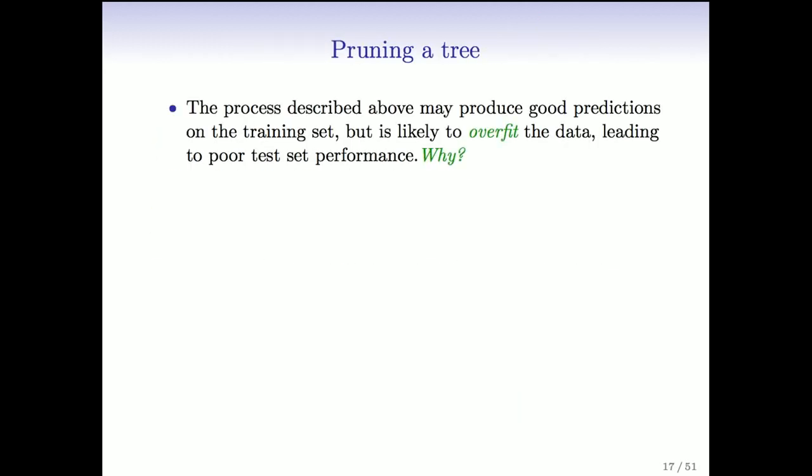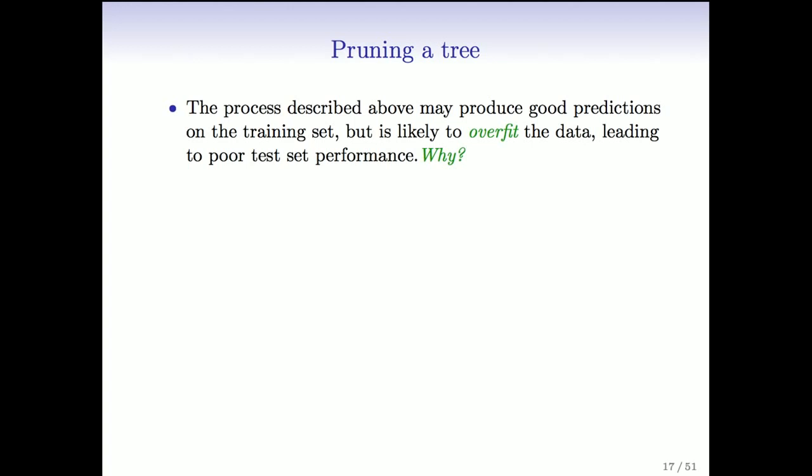Okay, so we've seen how we grow a tree. One question that arises is how large should the tree be? When should we stop growing the tree? Well, one possibility would just be to grow as large a tree as possible. At the extreme, we could, for example, have a tree that had one observation in each terminal node or leaf. But that's likely to overfit the data, producing poor test set performance.